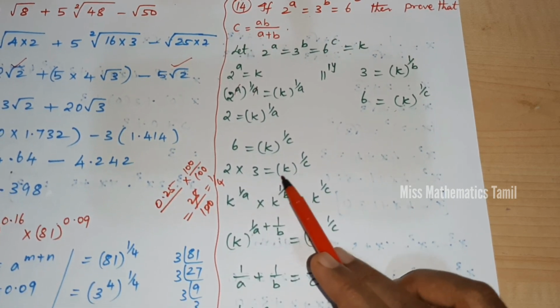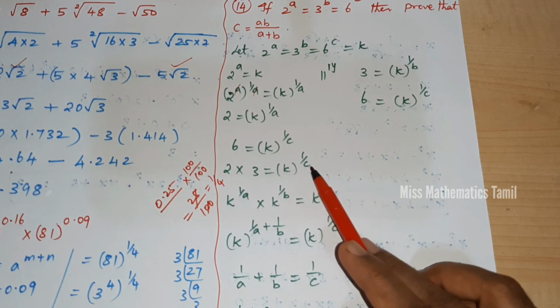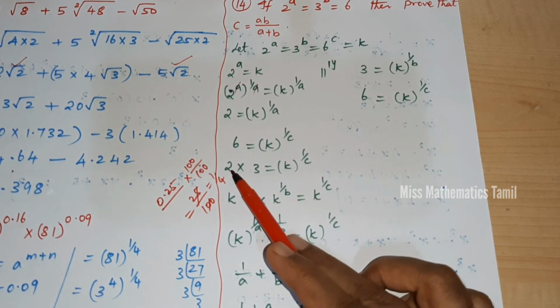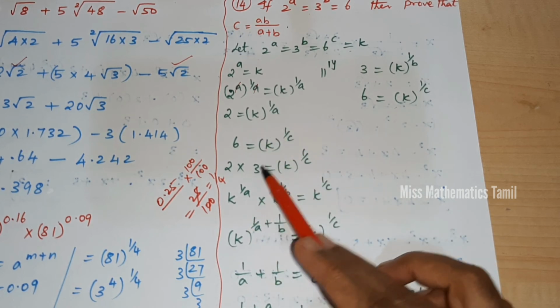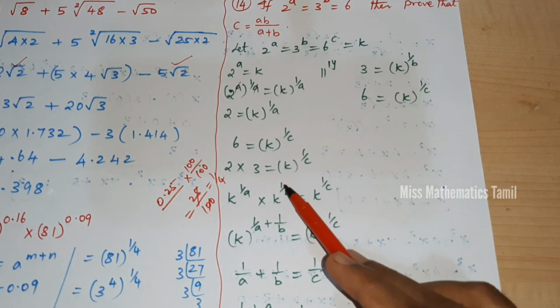2 into 3 is equal to what? K to the power of 1 by C. Instead of 2, I am substituting this value, K to the power of 1 by A. Instead of 3, I am substituting K to the power of 1 by B.